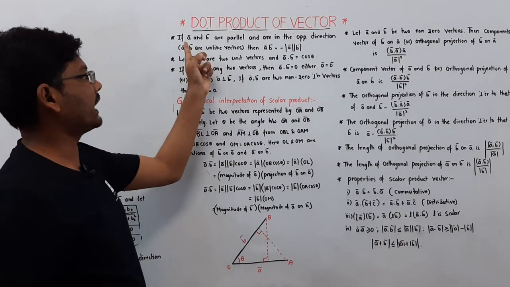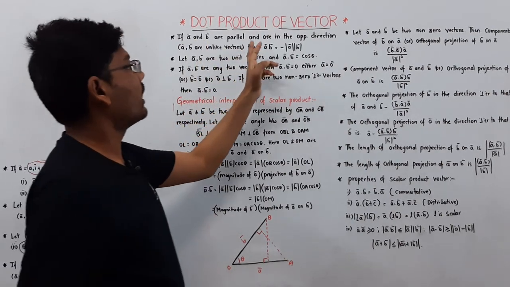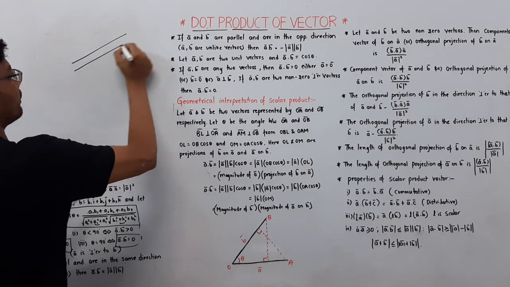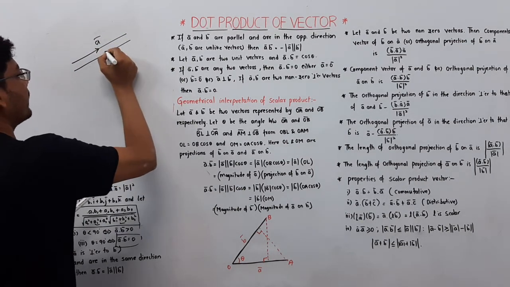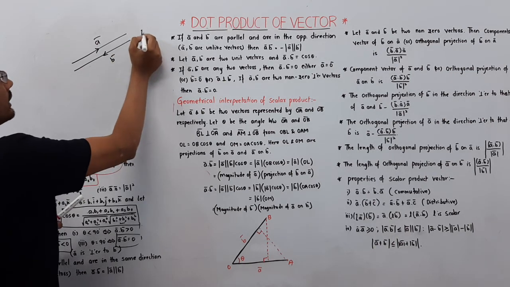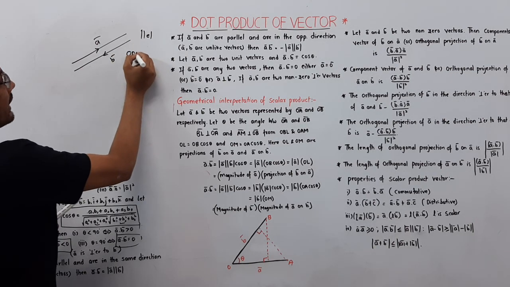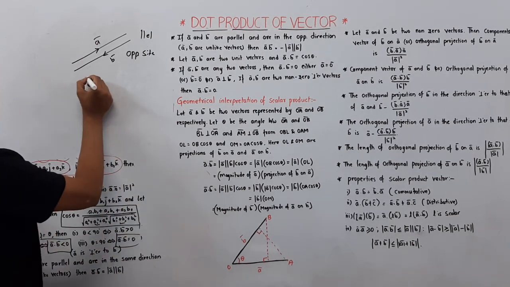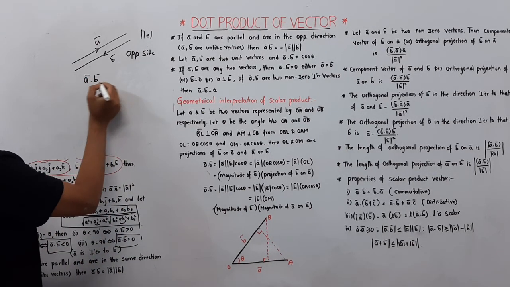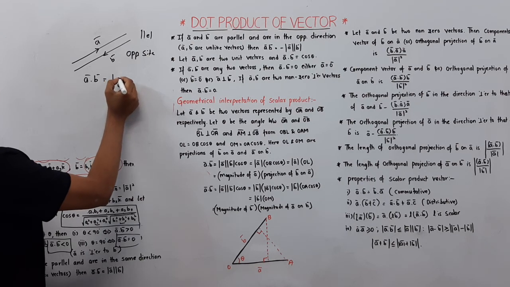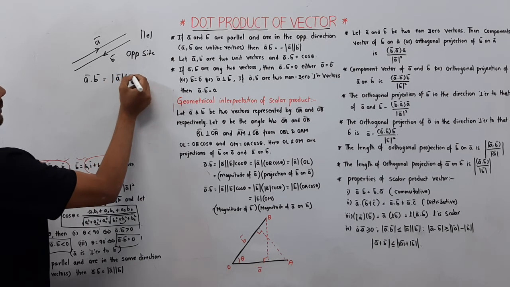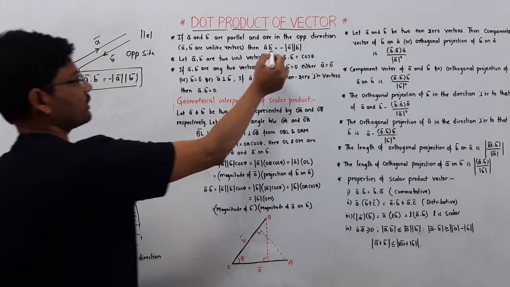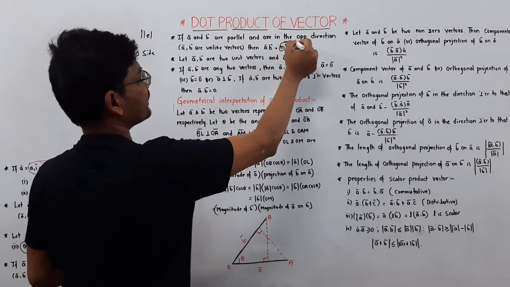And the next point: if two vectors A bar and B bar are parallel but in the opposite direction, like this, here this is A bar and this is B bar. They are parallel but in opposite directions. Then the dot product of the vectors A bar dot B bar is equal to the modulus of A bar into modulus of B bar, with a negative sign. This negative sign will indicate opposite direction.